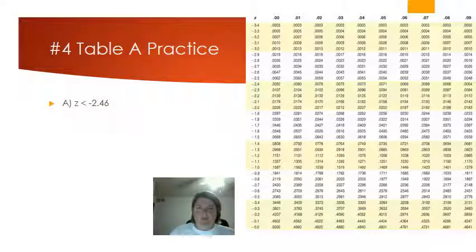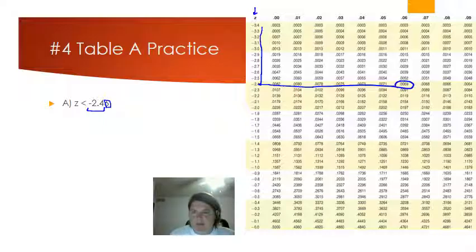So what you do is you look at the z-score column. There's 2 table A's. One has negative values and one has positive values. So I just copy pasted the negative values. You can see the first 2 numbers there are negative 2.4. So you go down this line where the z-scores are until you get to negative 2.4. And then you look at this last number, 6. So then we go over until we see 6. And that's where basically the area of the curve is.